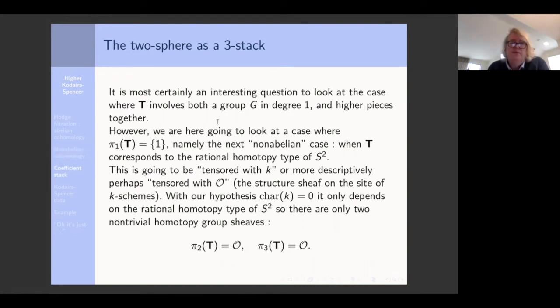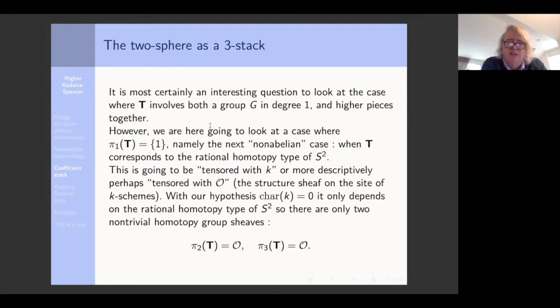So now what are we going to do? We're going to look at another case, which is the two-sphere considered as a stack. But let me just comment. It's undoubtedly an interesting question to look at the case where T involves both the group in degree 1 and the higher pieces also.